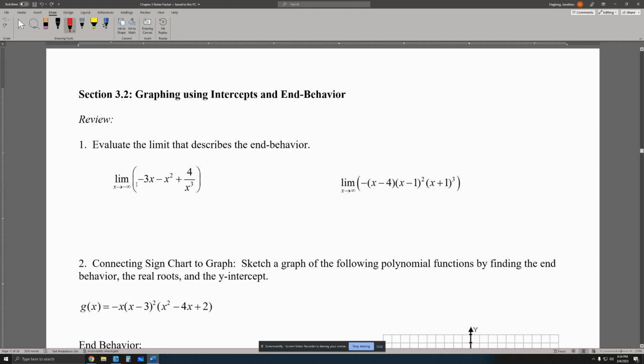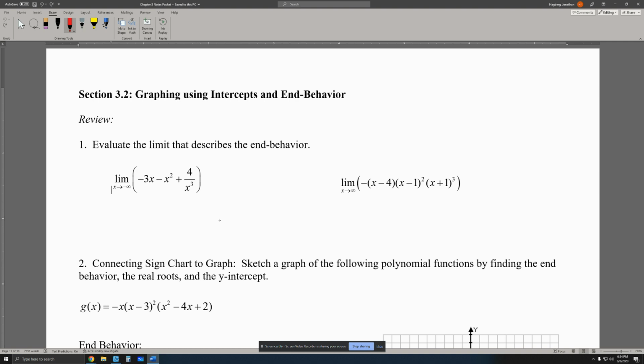We have the limit of negative 3x minus x squared plus 4 over x cubed as x approaches negative infinity. So we're looking at the left-hand end behavior. We know that for polynomials, and this isn't a polynomial because of this last term, the end behavior can be determined using the dominant term rule. So we're looking at the term with the highest power.